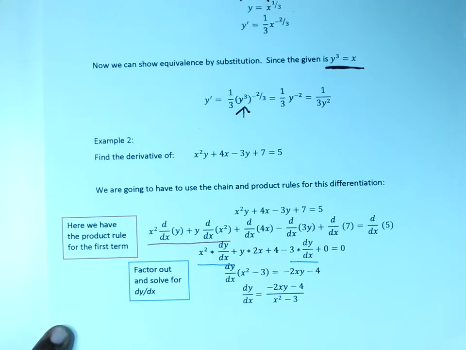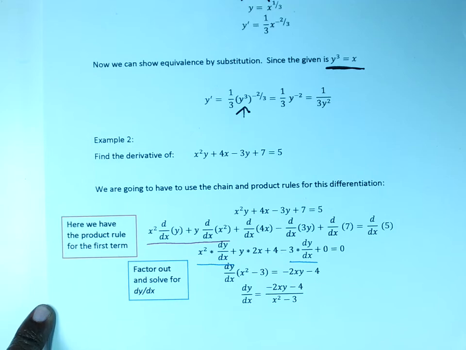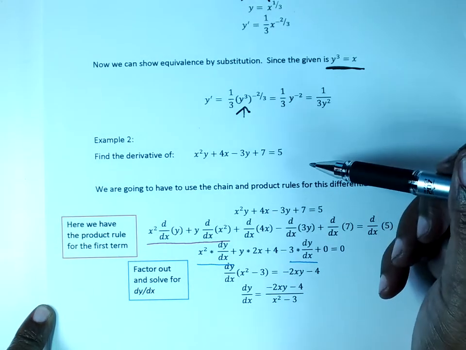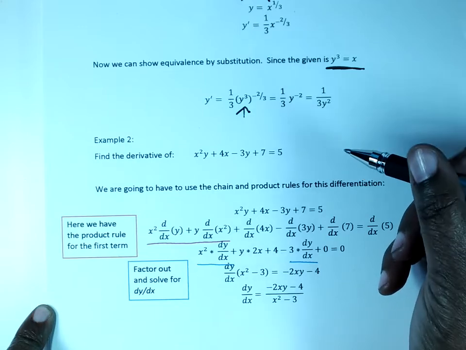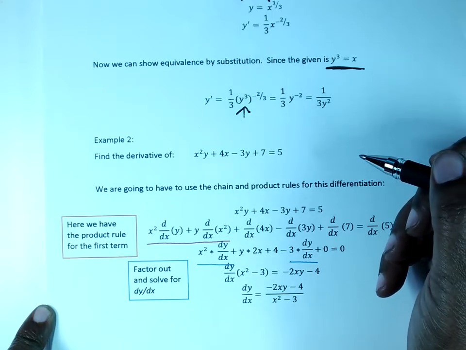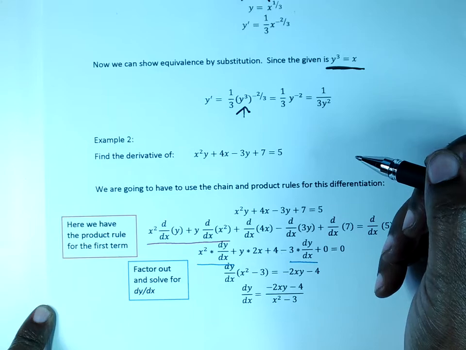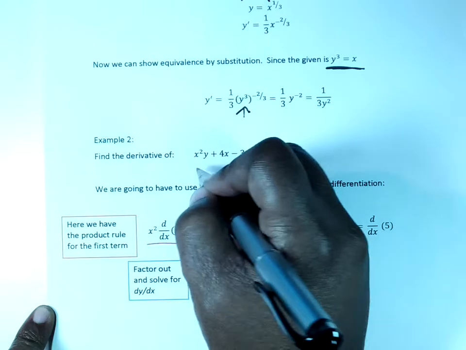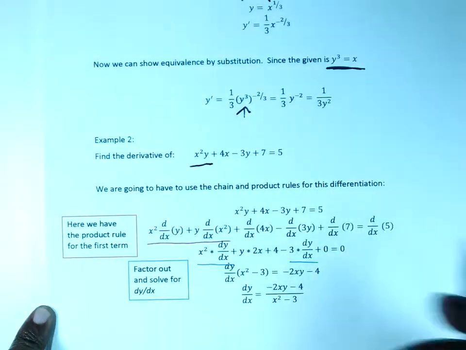Alright, our next example. This is from the one that I wrote out on the first page. I have x squared y plus 4x minus 3y plus 7 equals 5. So we're going to be using the product rule, and again the chain rule, any time I see a y. So starting off with my x squared y.